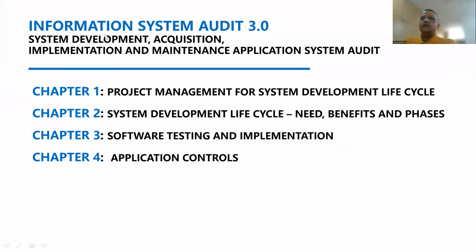if you look at the systems module 3 of ISA, you'll find that it has 4 chapters. The first chapter talks about project management for the system development lifecycle. The second talks about the system development lifecycle need, benefit, and phases. The third talks about software testing and implementation. And the last, which is very important, is application control.